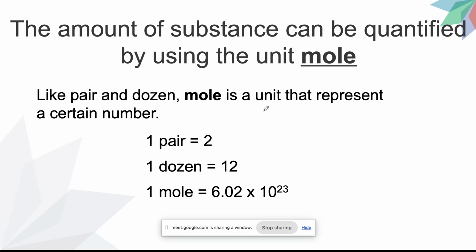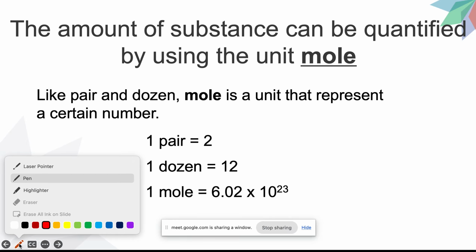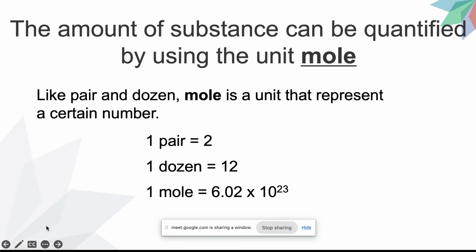So we're going to relate the mole with the number of particles. Mole equals the number of particles divided by Avogadro's number. So mole will be the number of particles divided by Avogadro's constant. So when we say mole, I use M for mole.